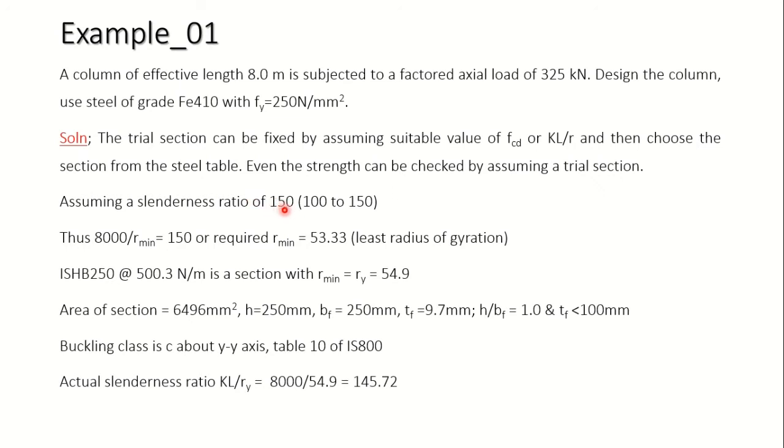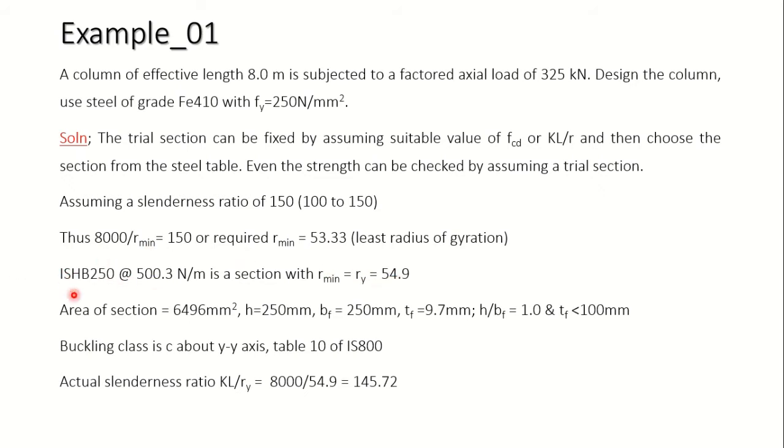Now with this assumed slenderness ratio, and the effective length what is given to us, the required radius of gyration will be 53.33. Now in the section what you are going to select, this will be the least radius of gyration you will be looking for. If I select a rolled I section, I'll be choosing I section with ry equal to or greater than 53.33. Now look into the steel table for a column for ry, where you come across a radius of gyration more than 53.33, select that particular section.